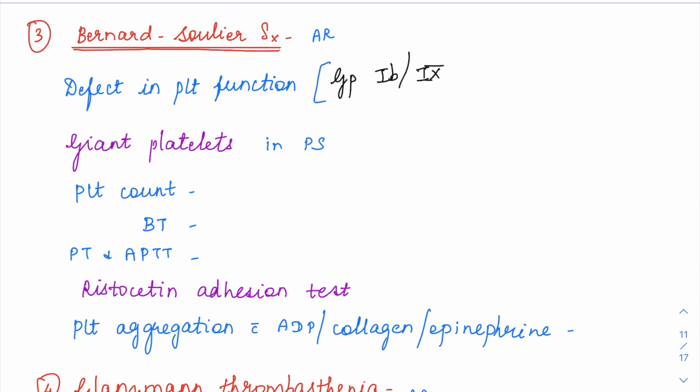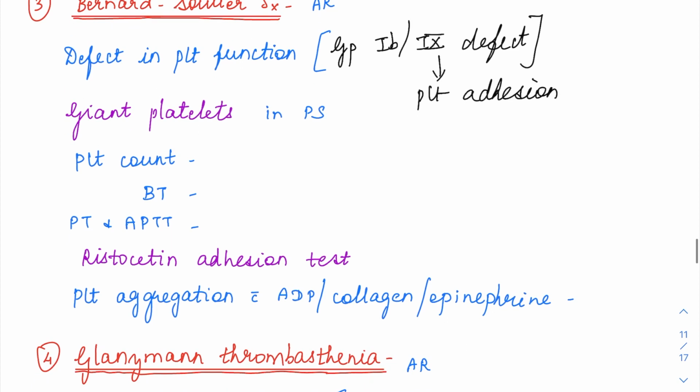So glycoprotein 1b9 present on the platelets is going to be defective. This glycoprotein 1b9 was involved in the platelet adhesion, right? So in this platelet adhesion, there is going to be a defect. And the characteristic finding in Bernard-Soulier syndrome, in a peripheral smear, is that you are going to get giant platelets. So quite big platelets are going to be there, like the size of an RBC. So giant platelets are seen in Bernard-Soulier syndrome.